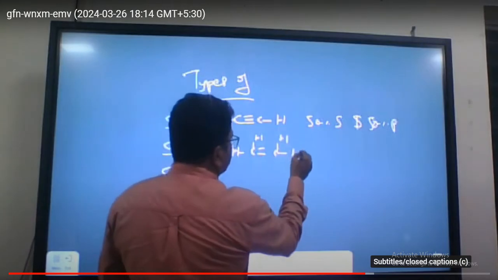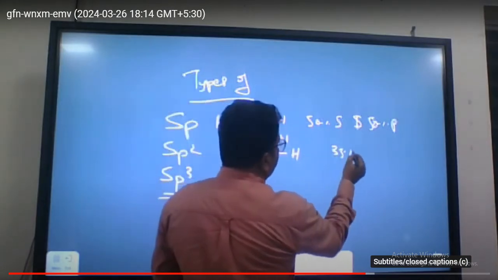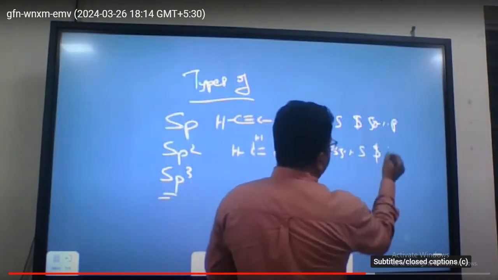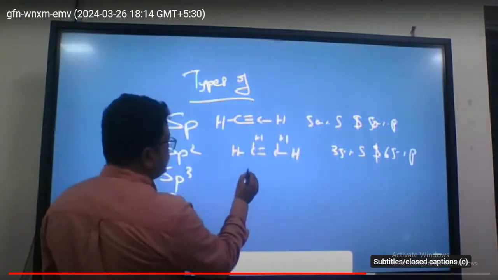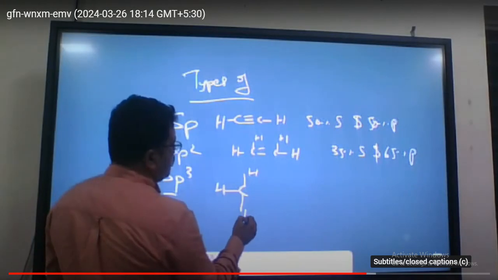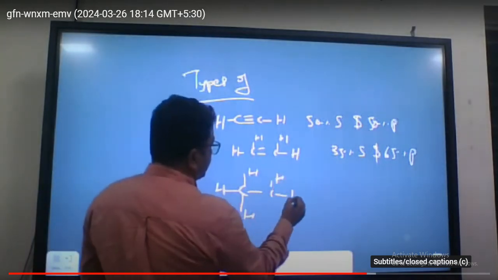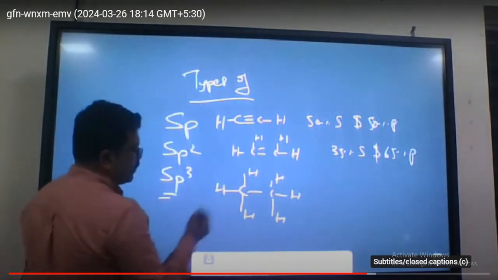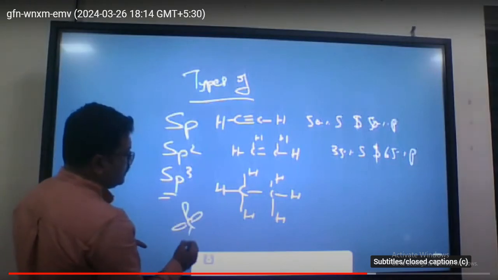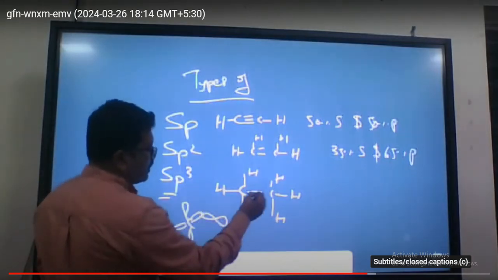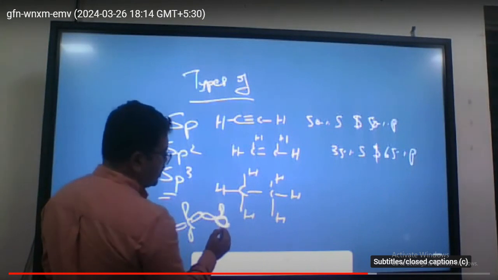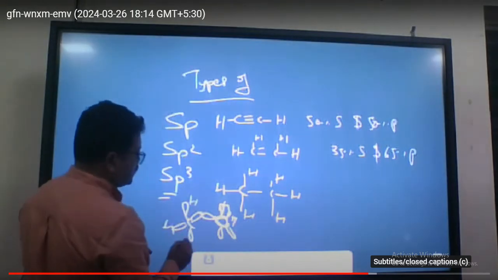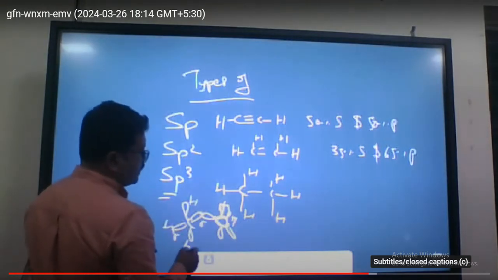This is 35% s character and 65% p character. In sp3 hybridization, this is the single bond. Each carbon has 4 valences, 1, 2, 3, 4. Here side overlap happens, and for the remaining orbitals on this carbon, the hydrogens form sigma bonds: 3 hydrogens with 3 sigma bonds.